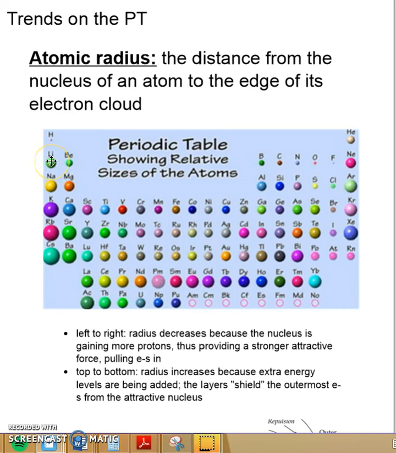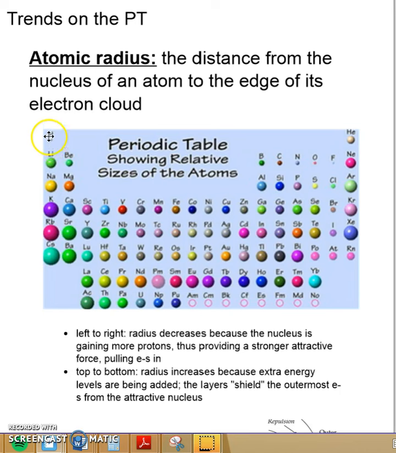So lithium doesn't have a very strong nucleus, so it doesn't pull its outermost electrons in very tightly. Fluorine, though, has way more protons in its nucleus, and it hugs those electrons in tighter. That's the case as we move from left to right across the periodic table. Yeah, the noble gases do something kind of different there, but that's the general trend.